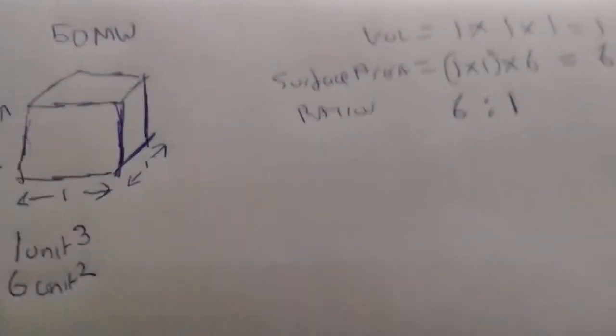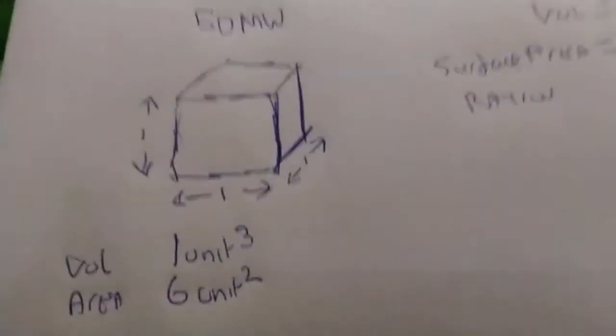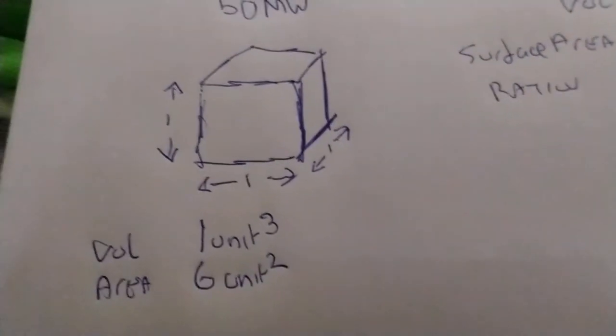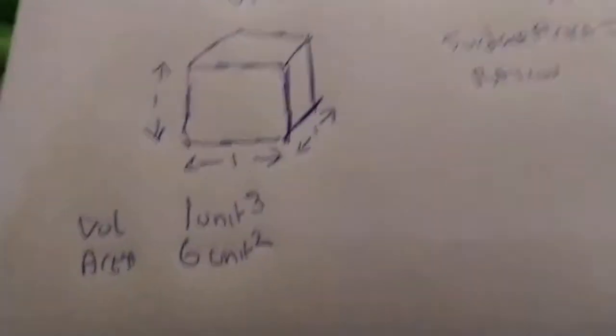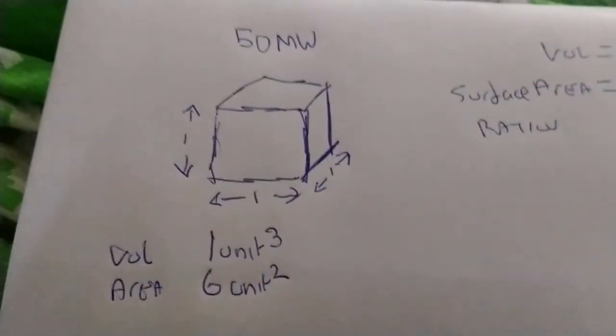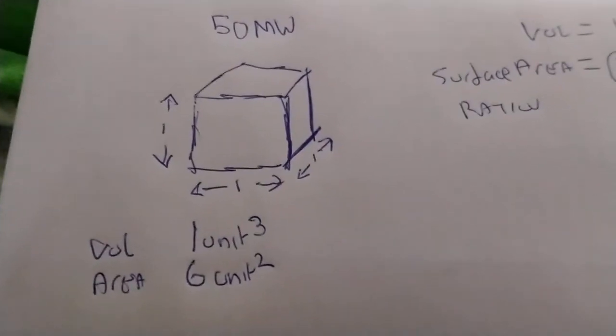That means that the volume of it is 1 cubed, yeah? 1 times 1 times 1. Yeah, 1 times 1 times 1 equals 1. So it's 1 unit of nuclear reactor gives me 50 megawatts.